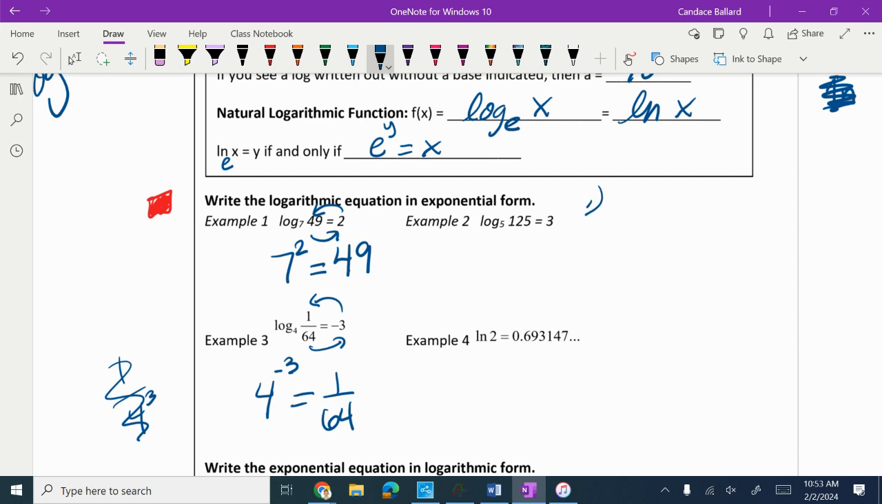All right, everybody try example 2 before we do the one with the natural log. It's hard to tell that you're actually doing work on these, because it's one line. All right, what's the base? 5. What's my new exponent? 3 equals 125. Okay. All right, let's do number 4 now.